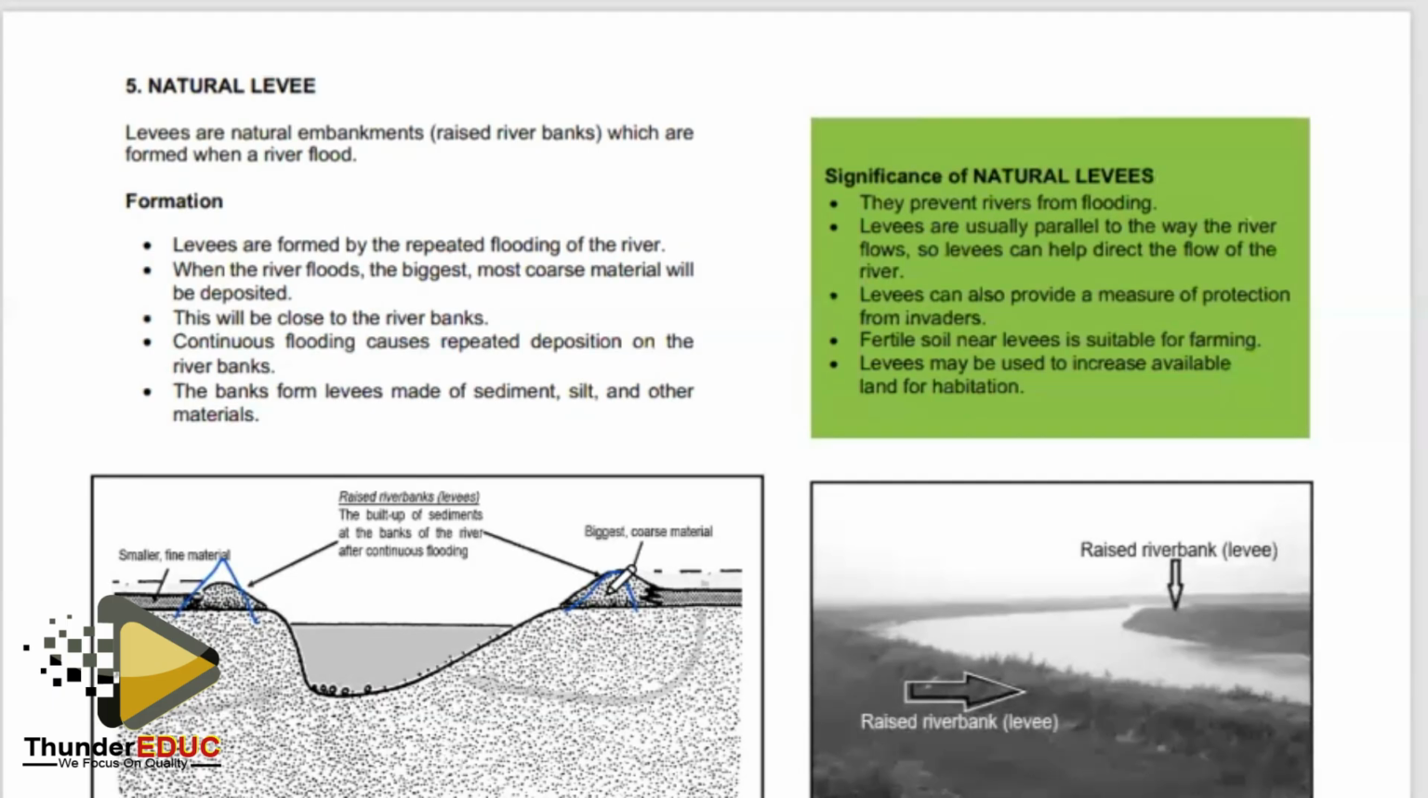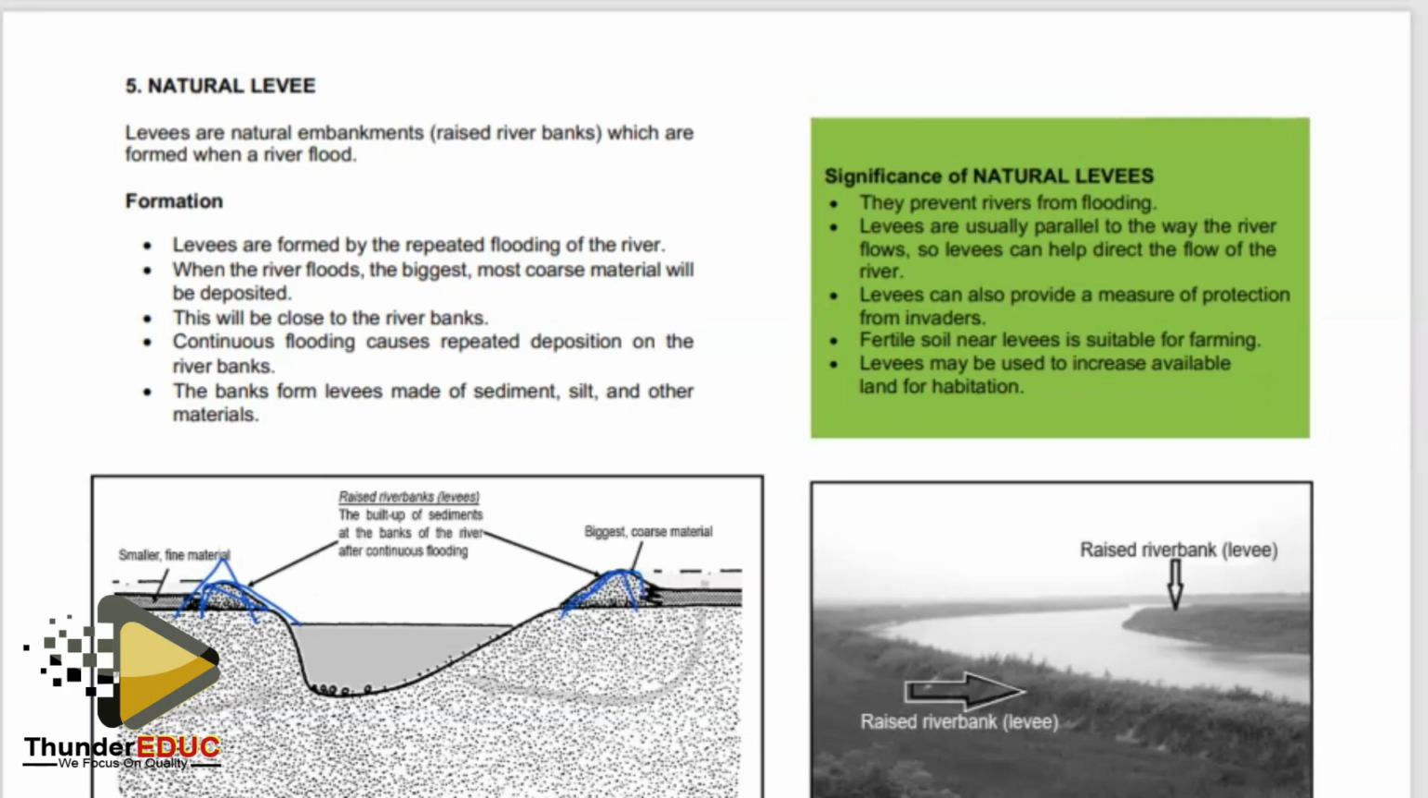Basically these landforms help in reducing the risk of flooding because they elevate the landscape by the side, meaning they will help in containing water within the river channel. So these are natural levees, those that occur naturally because of the deposited material.